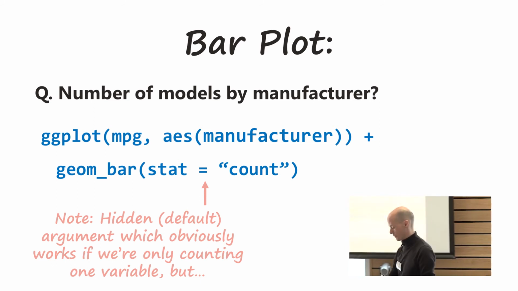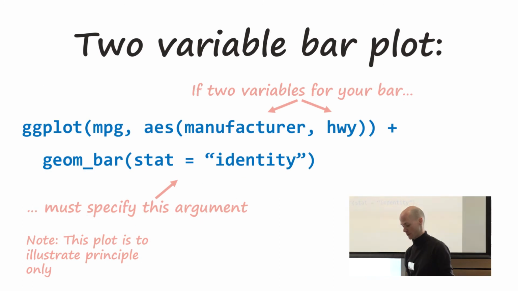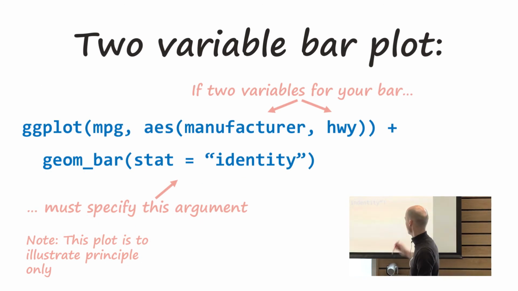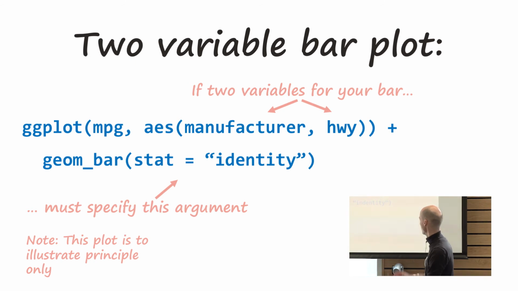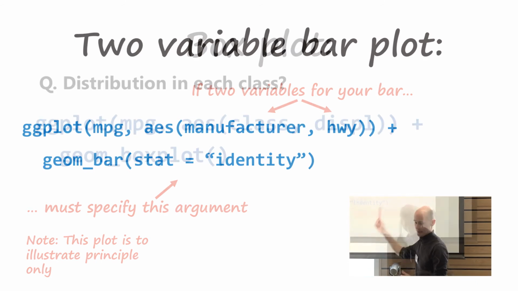But if you provided two variables, for instance, this doesn't actually make too much sense to do here because of the way the data is ordered, and without doing some wrangling, which we haven't covered yet, we couldn't sort this out. But if you needed to plot one variable against another and use bars, you'd need to override the default argument by specifying stat equals identity.